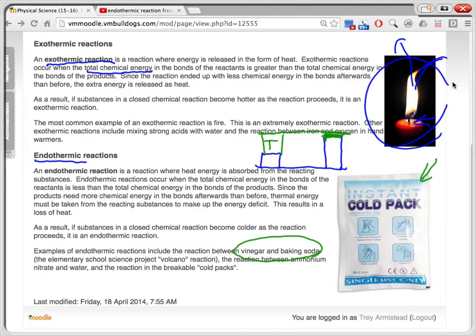Exothermic reactions give off heat because the chemical energy has dropped, and so that means that the thermal energy has risen. Endothermic reactions tend to absorb heat, so they feel cool, because the chemical energy has risen, which means the thermal energy has to drop.